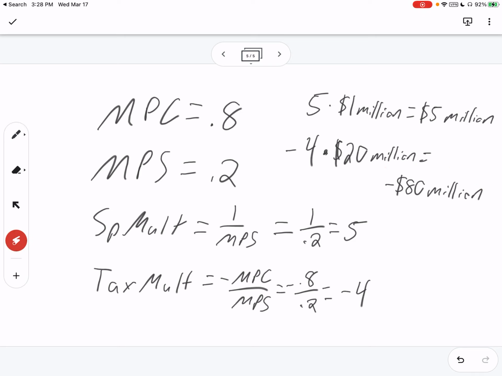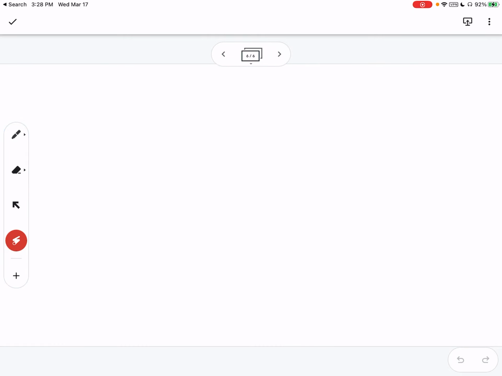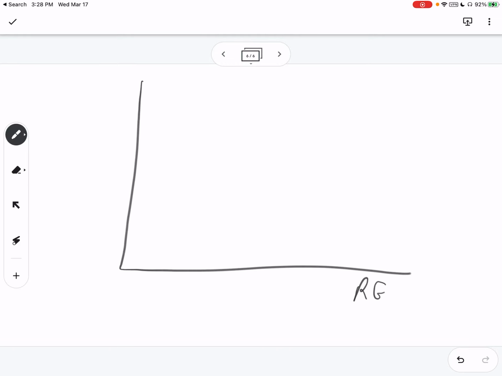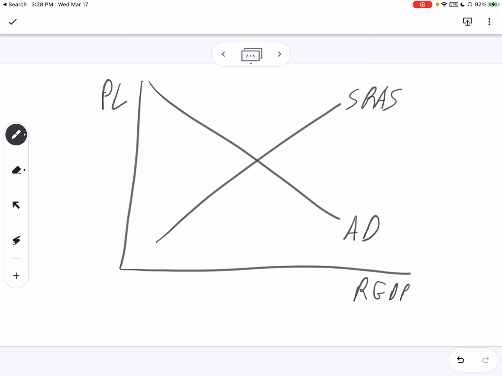Okay, now if we're going to deal with that graph, what does this mean for us then? Well, let's draw that graph again. So this is our economy when it's in equilibrium. All right, so long-term equilibrium, the economy is in its happy place. We're not in a recession, we're not in an inflationary period. The economy is where it wants to be.